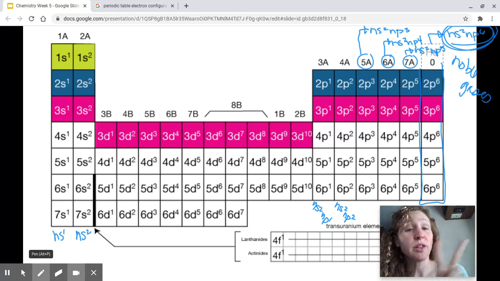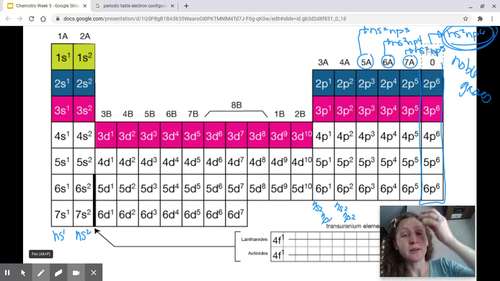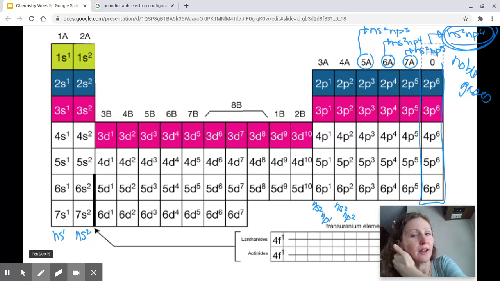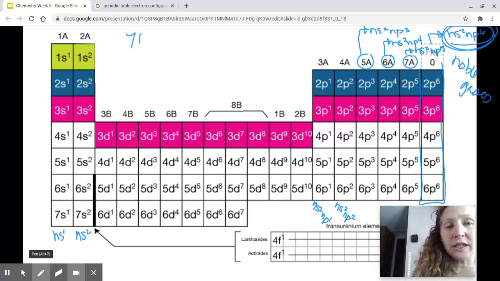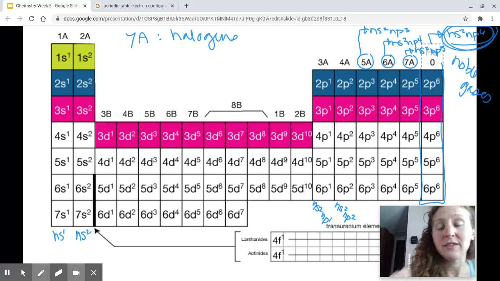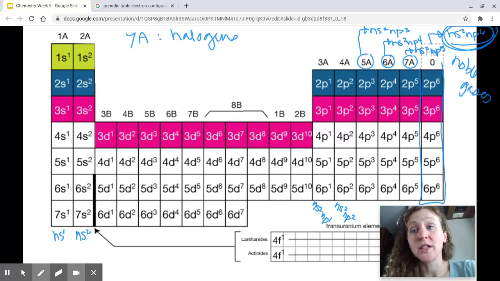There's actually two other families that have special names. You only have to know one of them. The 7A family, they are known as the halogens. They are also very close to being filled. Notice NS2NP5 is only missing one electron to be filled, and so they're going to be super reactive also.